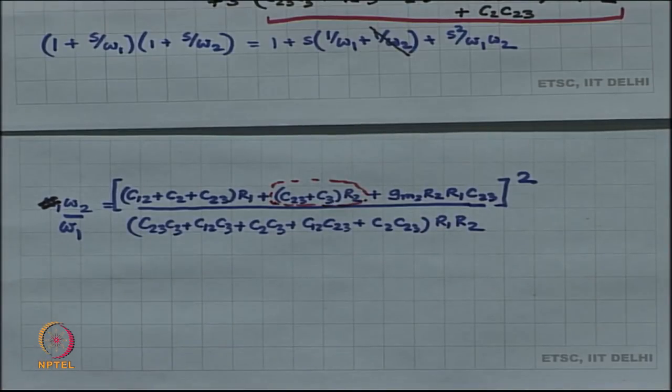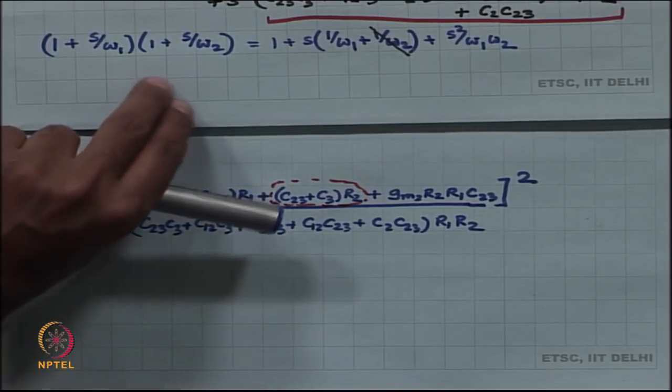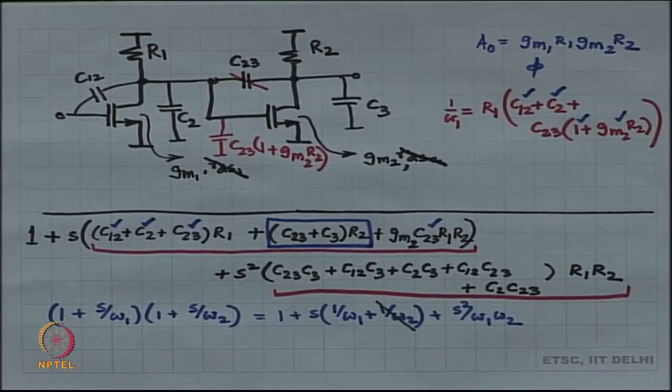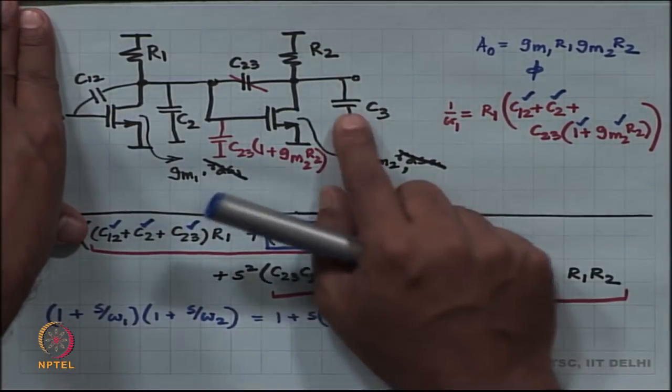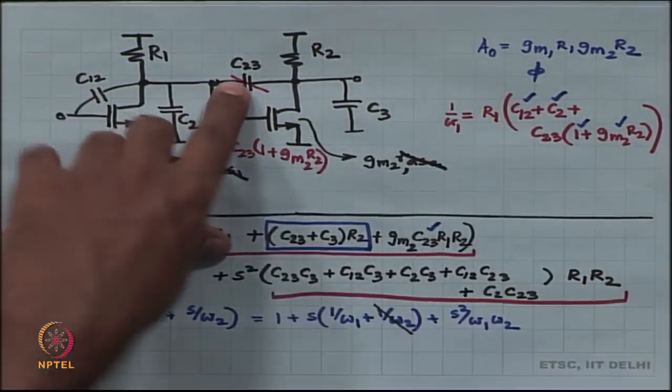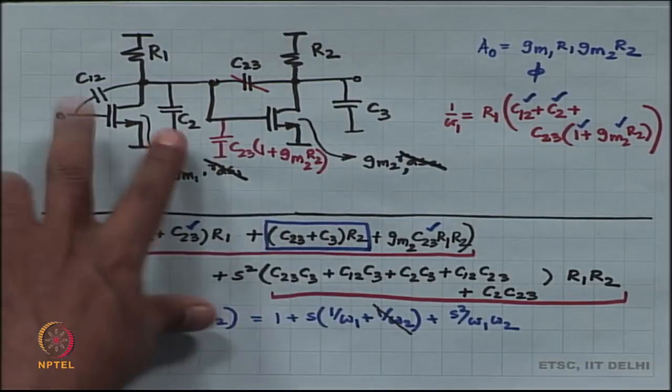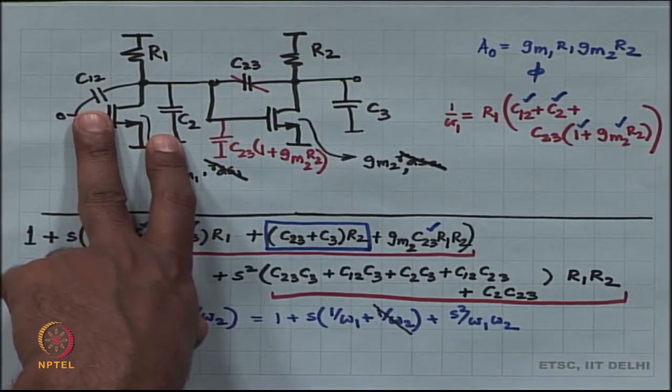Between Miller and the exact expression. Okay. Now, let us try to find out the value of omega 2. So, when we worked out omega 2 with Miller, we said C 23 is a short circuit, C 2 plus C 12 is also a short circuit.